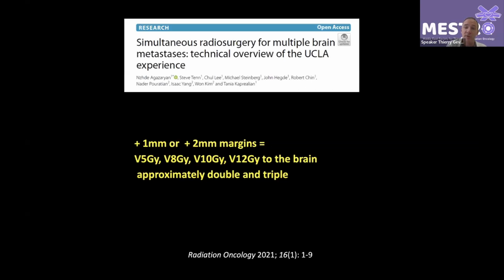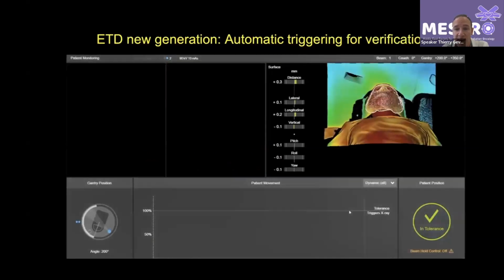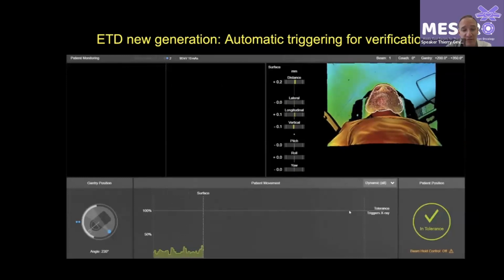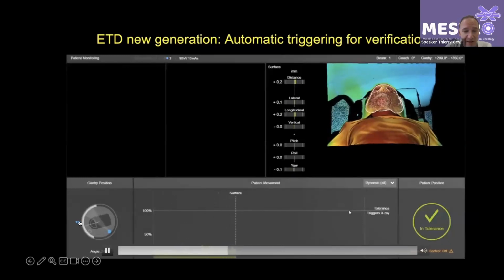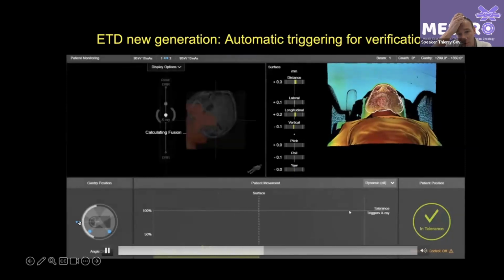So it's not only purely on volume, but also on the low dose spread within the brain that it will be affected. So my head of department doesn't like that. So we were looking into a solution. With ExacTrac Dynamic, as I mentioned, when the gantry is at a certain angle, you can also trigger images.